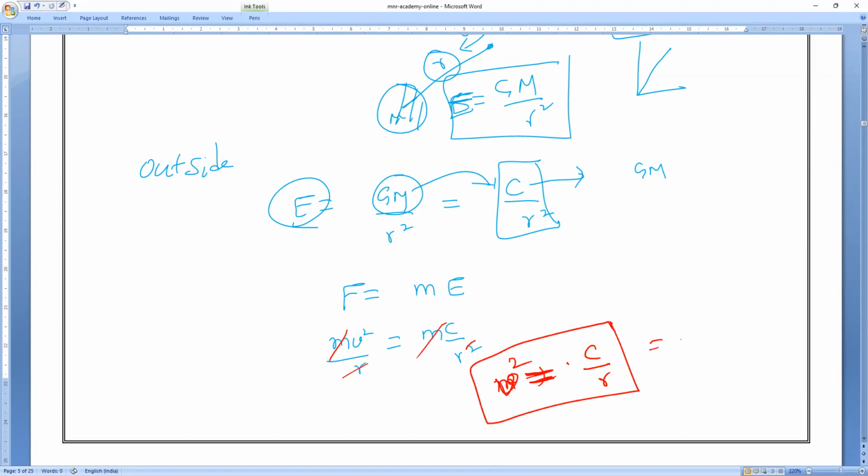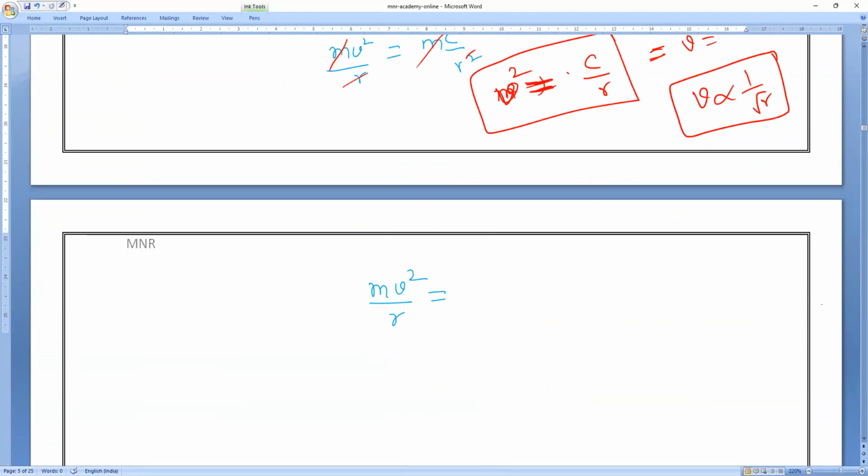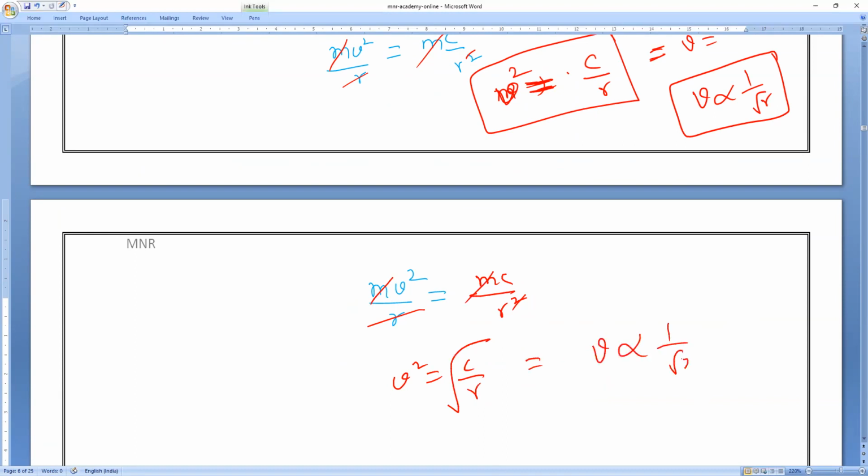If you're okay, I will be quiet. Then V is equal to root over C by R. From that, the relation is V is inversely proportional to the square root of R. Now you tell me, if V increases, will R decrease or increase? Both are inversely proportional. V square is equal to C by R, M getting cancelled, so V is equal to root over C by R. So V is inversely proportional to root R.